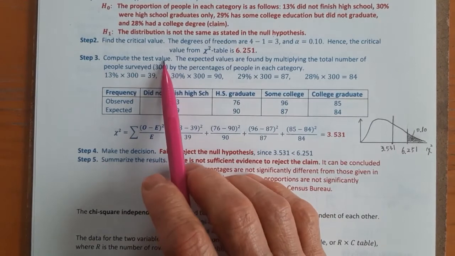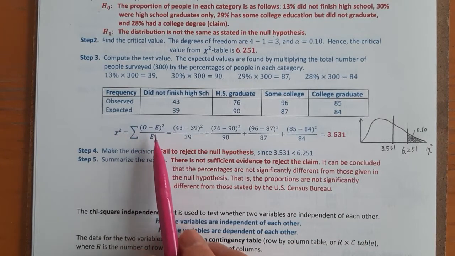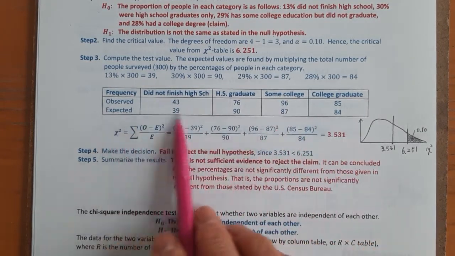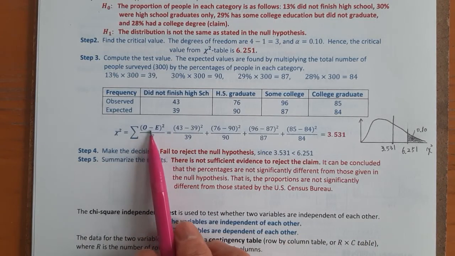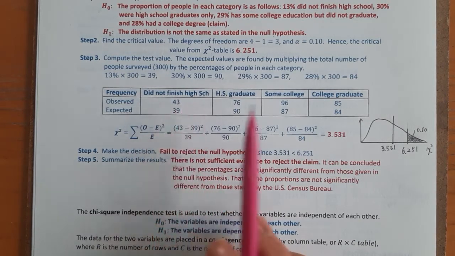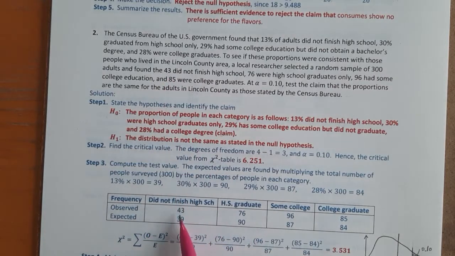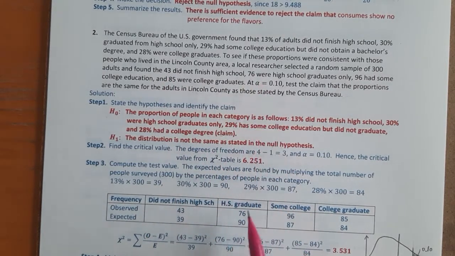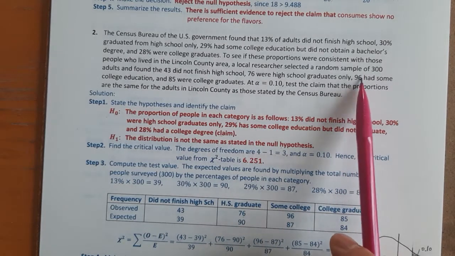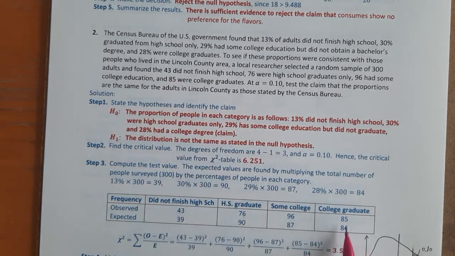Step 3, compute the test value. We will use this, called the goodness of fit formula, the chi-square test for goodness of fit. In this formula, we need to figure out E, the expected value. The observed values are given in the question: of 300, 43 did not finish high school, 76 are high school graduates, 96 have some college education but did not graduate, and 85 are college graduates. Those are all observed values.